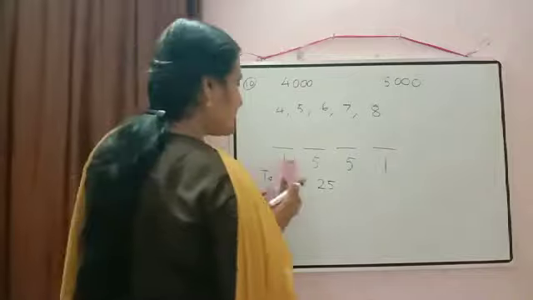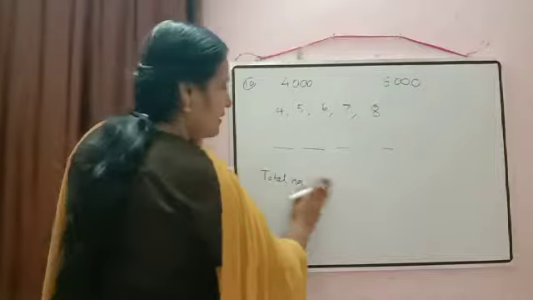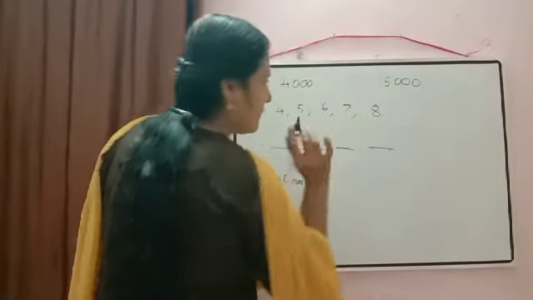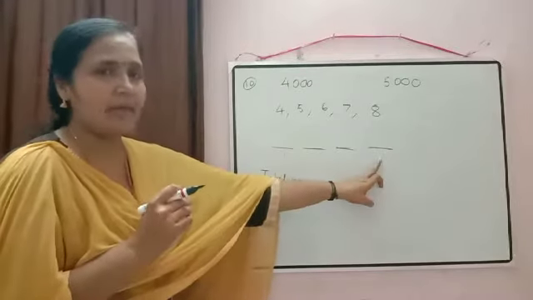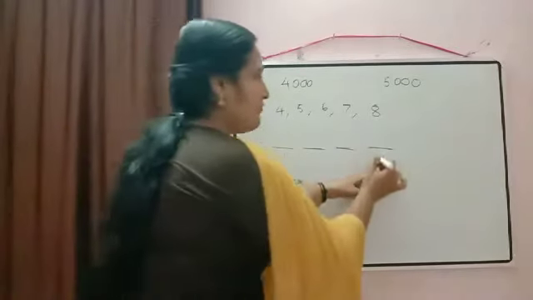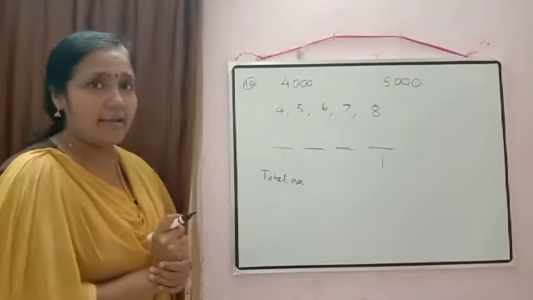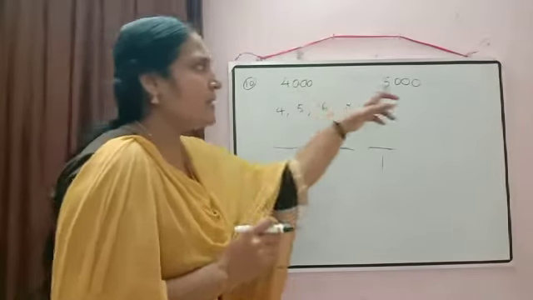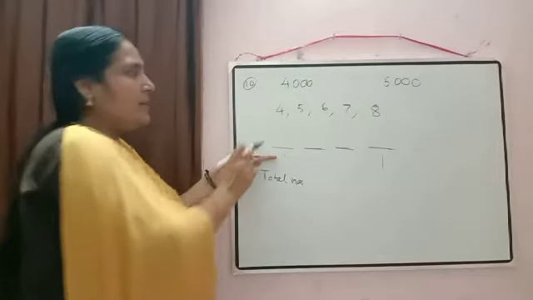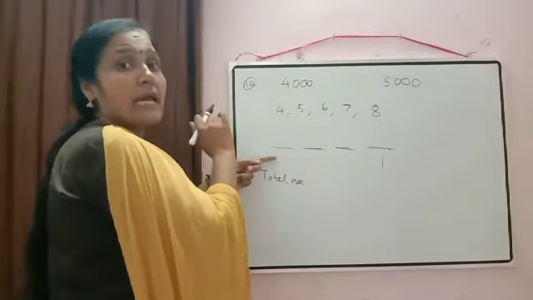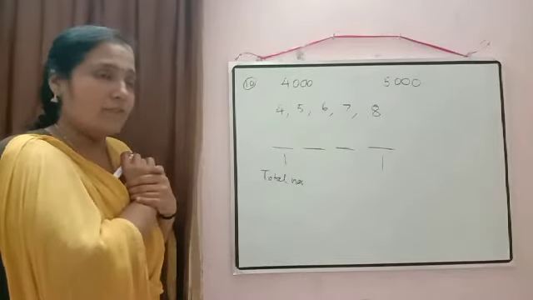Okay, repetition not allowed. 1, 2, 3, 4. Okay, now the number should be divisible by 5. So this place can be filled in one way only. Only 5 can come here. No other number can come. So the unit place can be filled in one way, and it should be between 4,000 and 5,000. So for this place also, only one option is available. Only 4 can come here. So the 1,000 place also can be filled in one way only.